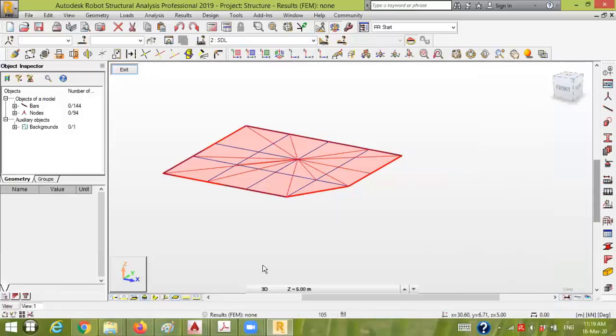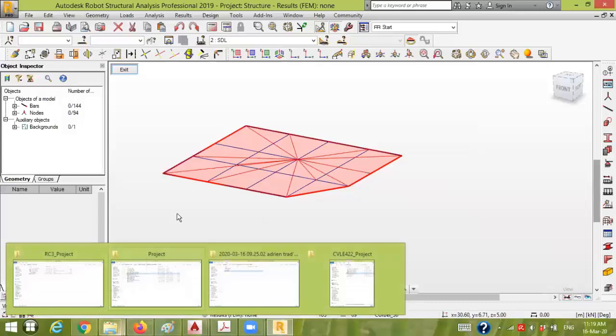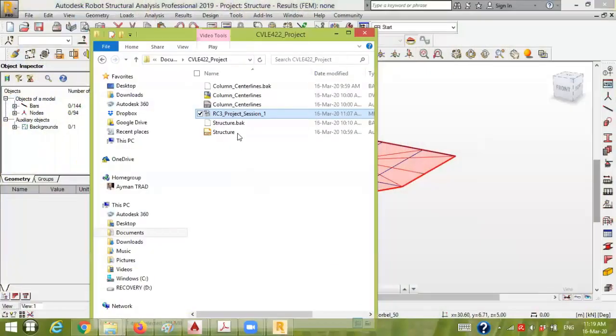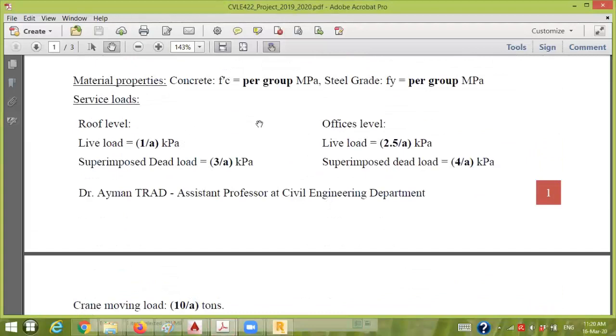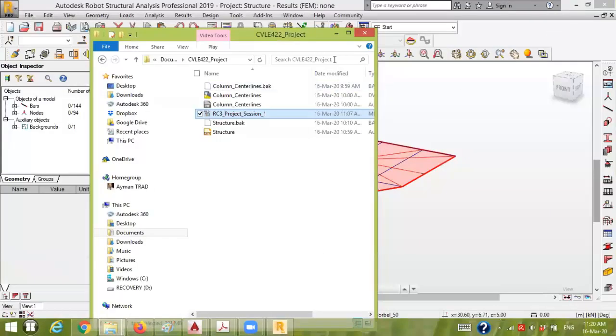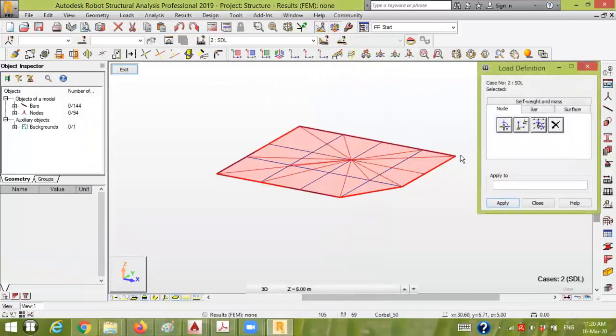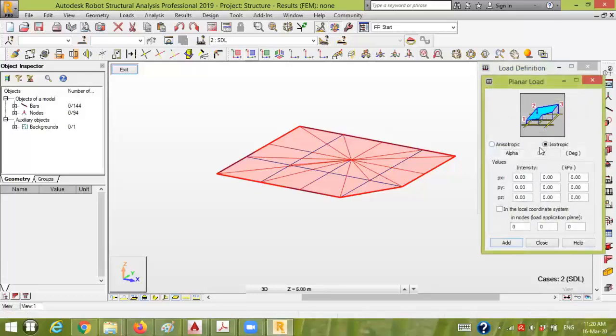We have to define the superimposed dead load according to the project requirement. So it's maybe 3 kilopascal, 3 times A or 3 over A, I don't remember. So the project superimposed dead load is 4 kilopascal, and at the roof level we will assign it for the SDL case. I have to check that we are here in the SDL case. Bar load, planar load, not surfacic. Surfacic if we really had a slab. No, since we have a diaphragm, we can use the planar load with an intensity along Z of minus 4 kilonewton per meter square, kilopascal, minus 4.